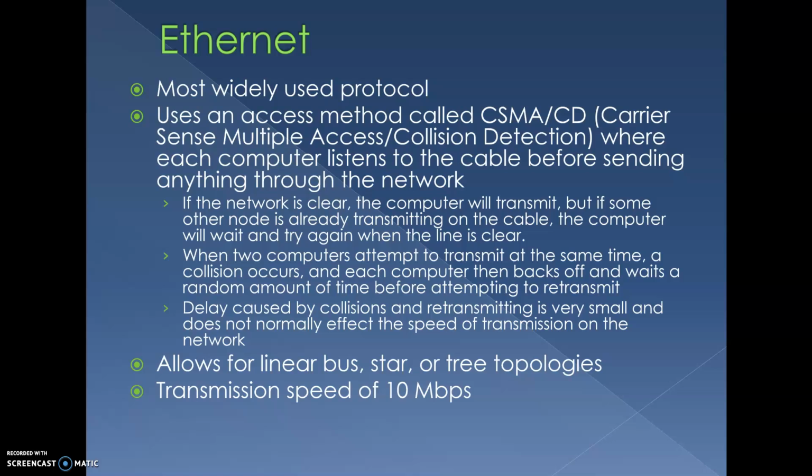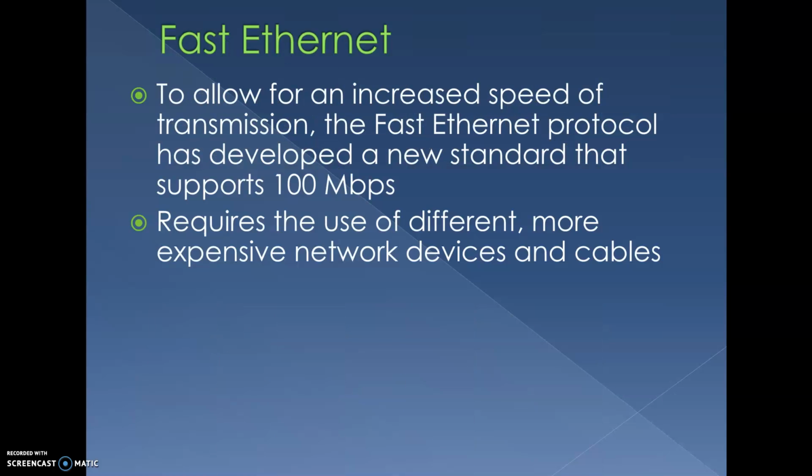Ethernet also allows for linear bus, star, and tree topologies, and transmission speed is about 10 megabytes per second. Fast Ethernet: to allow for an increased speed of transmission, the Fast Ethernet protocol has developed a new standard that supports 100 megabytes per second, but requires the use of different, more expensive network devices and cables.